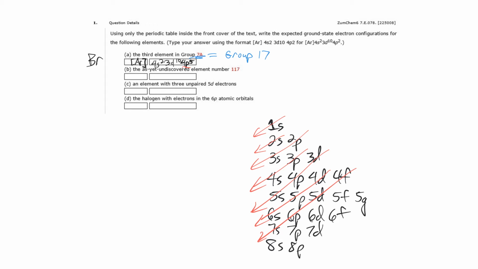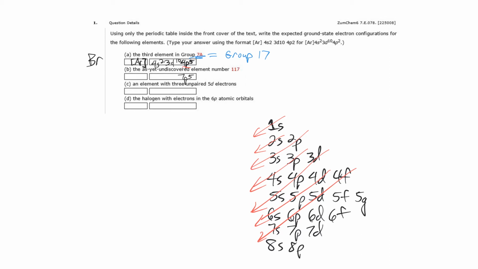Next question. They say the as yet undiscovered element number 117. It's been discovered by now, actually, but that's neither here nor there. Where does it fit in the periodic table? It's still in the halogens, group 17 or 7A. It's just further down. This one, element 117, would fit in the 7p sublevel. And since it's the fifth element over in that sublevel, I know that it's going to end with 7p5.